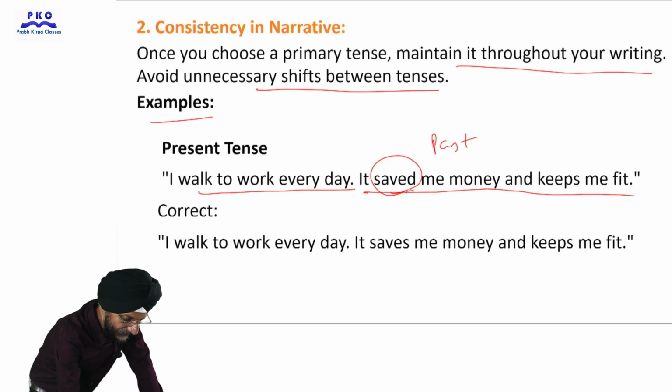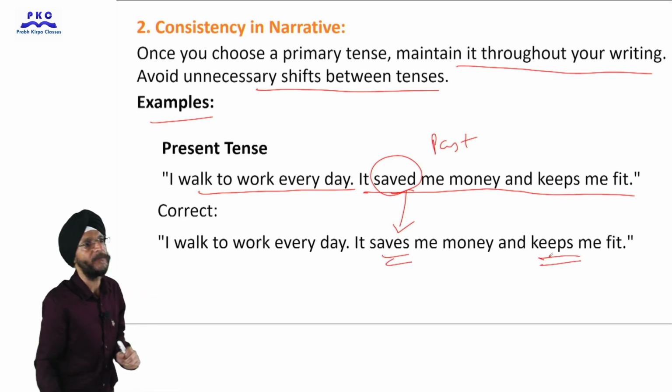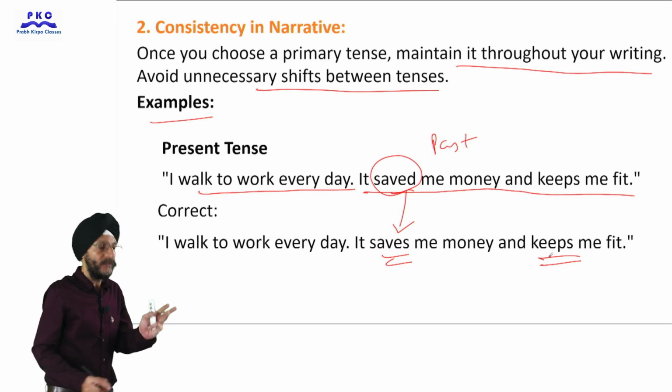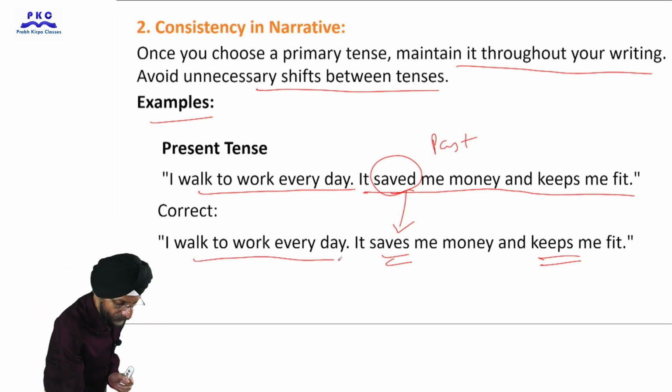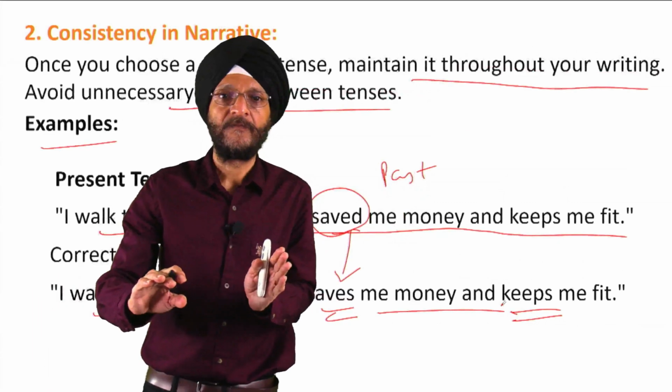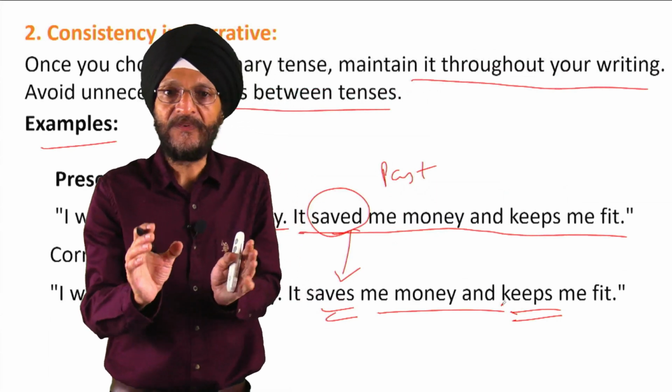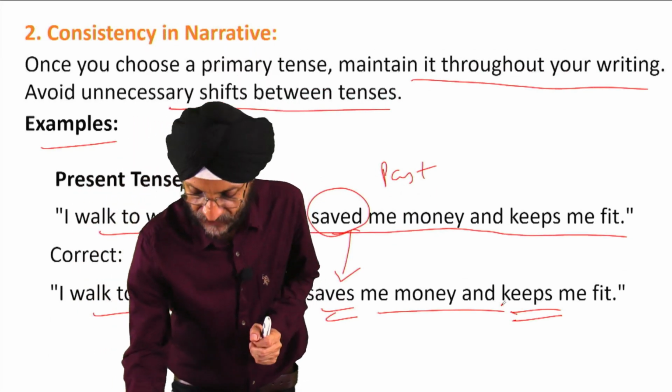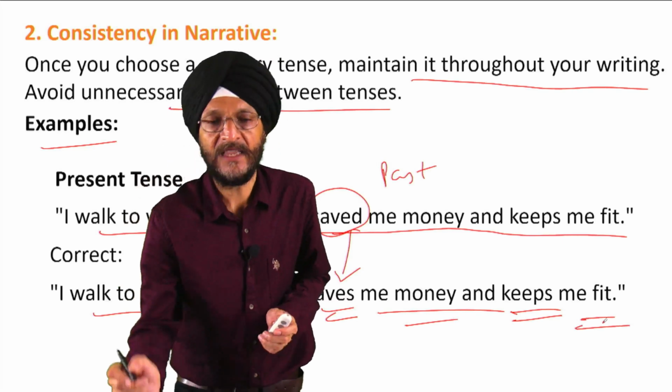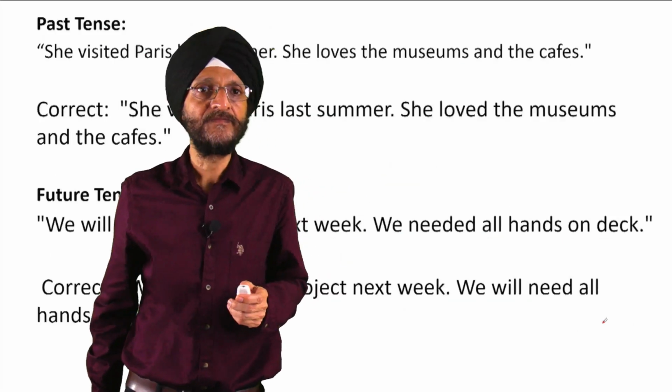It saves. Saved is wrong. It saves me money and keeps me fit. Saves and keeps is also in present tense. So here we have written these sentences in present tense. Here the benefits of walking have been given as saving of money and health benefits.